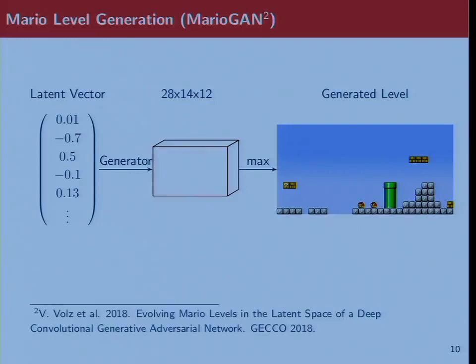So we have this function suite, which is based on a previous paper from Gecko last year. And I have to give you a bit of history to tell you what it's about. It's basically a generator, which is the generator from a generative adversarial network. So it's trained with adversaries, but the important point is it's just a neural network.